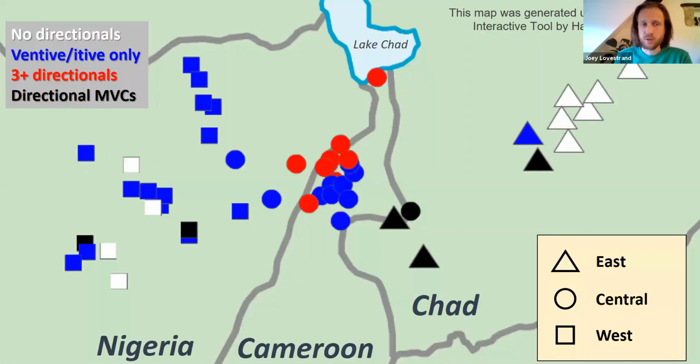This is a map showing the distribution of directionals in Chadic languages. So we see that the white are where there are no directionals found, the black directional MVCs. The blue is where there is a directional, but it's either only ventive or ventive and itive. And the red are the languages that have more directional meanings beyond just ventive and itive. So we see that those are all Central Chadic languages that cluster on the Nigeria-Cameroon border.